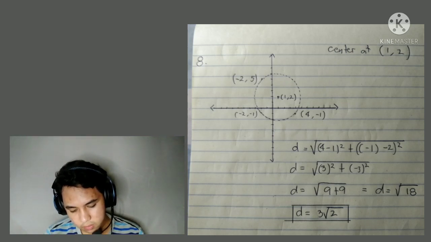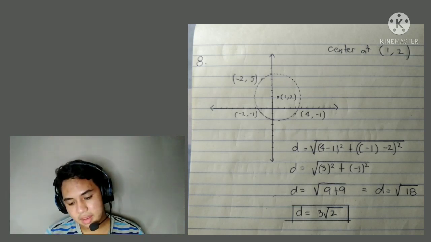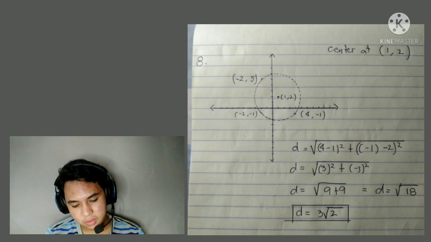For number 8, we are asked to show that the points (2, -2), (5, -2), (-1, 4), and (4, -1) all lie on a circle whose center is at (1, 2). So we need to find the length of the radius.